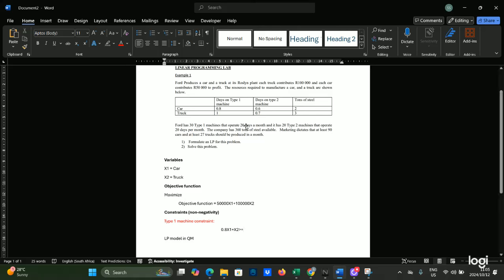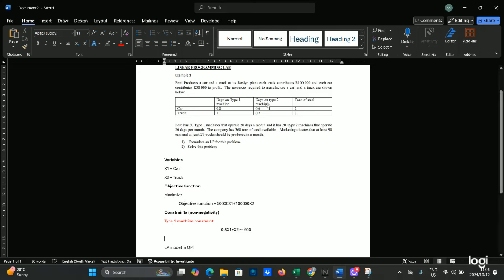Since we can't exceed this 20 days of operation, since the machine is only available for 20 days, it has to be less than or equal to 20. But you should factor in that they have 30 of them, which means that each and every car can go into any one of these machines. So we have to factor in all of the machines. You want to multiply this by the 30 machines, which should give us 600. So that's our type one machine constraint.